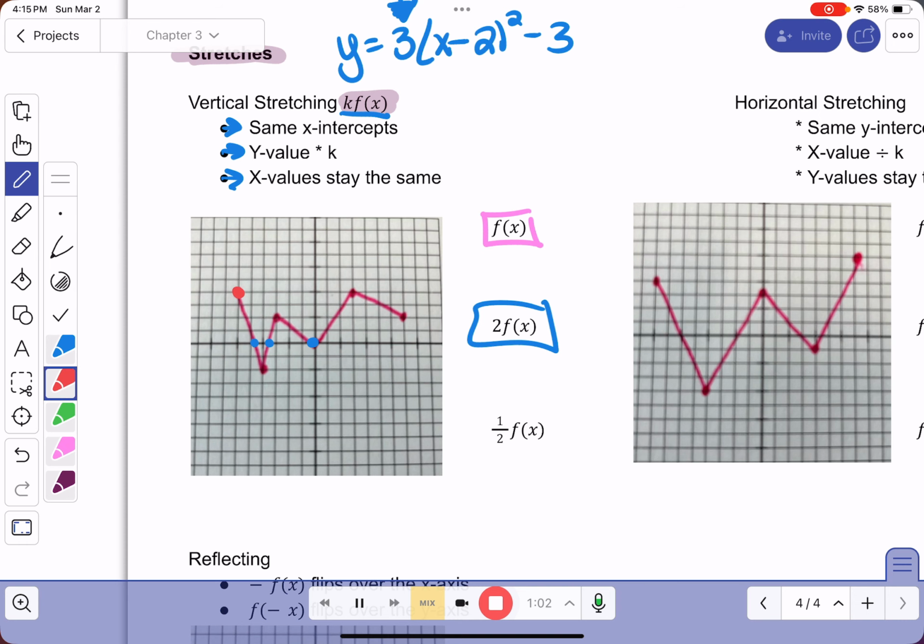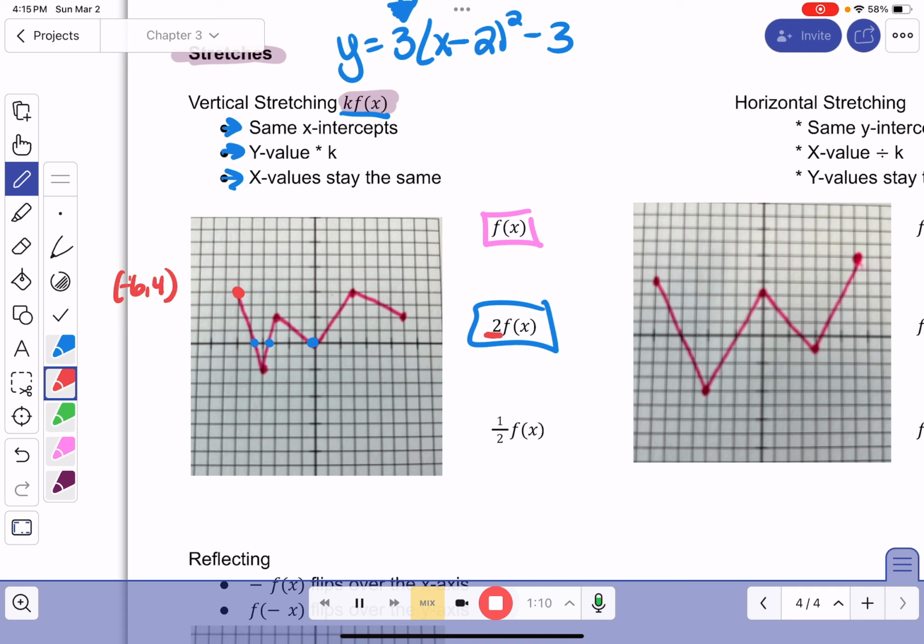This point up here has coordinates (-6, 4). So I'm going to take the y and multiply it by 2. -6 stays the same, 4 times 2 is 8. I'm going to graph this new point at (-6, 8). Now let's do this point. That green point is (-4, -2). x stays the same. We do -2 times 2 and get -4. So that new point is (-4, -4).